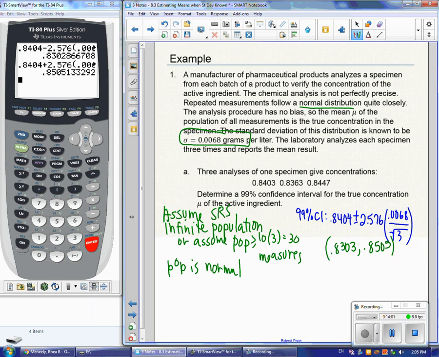And again, because this represents the mean of a population, I want to make sure I include units, and that would be grams per liter. And then if I were to interpret this, I'm going to interpret it the same way I did with population proportions. We can be 99% confident that the true concentration for the specimen is between 0.8303 and 0.8505 grams per liter.